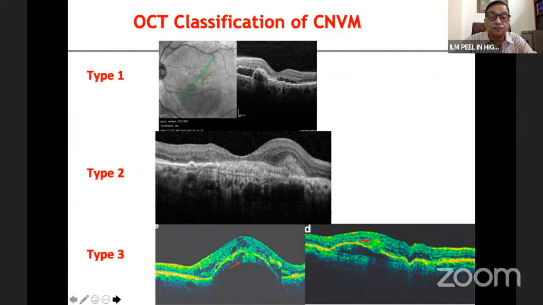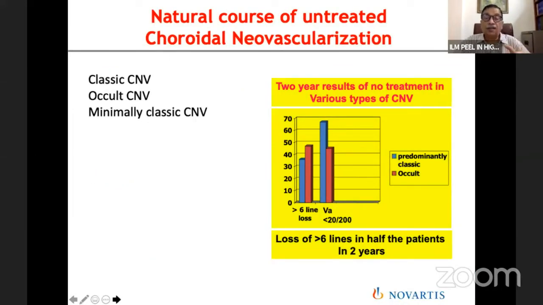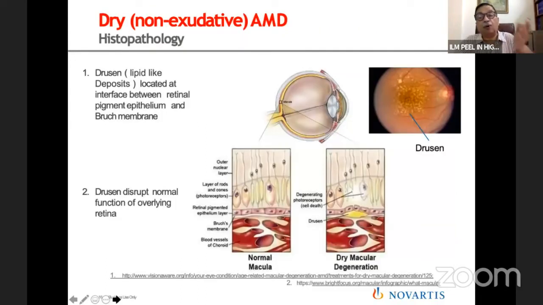The important thing is that both classic CNVM and occult CNVM can cause vision loss, and that happens in a large number of patients within 2 years. The classic CNVM is more rapidly progressive as compared to occult CNVMs, but finally they will also result in a loss of vision.